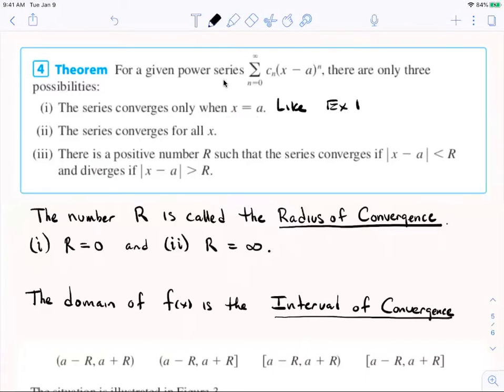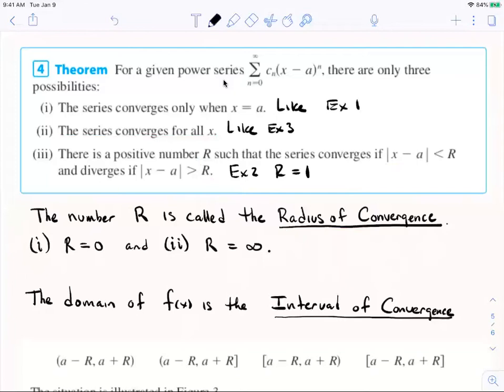Our series converged only at the center. A second possibility is that the series just converges for every single x. That was like example 3 above. Or there's some positive number R. That number R is called the radius of convergence of the power series, or just ROC, if you want to abbreviate it. There's some positive number R such that the series will converge if the absolute value of x minus a is less than R, and it diverges if it's bigger than that. You find that R with the ratio test. And in example 2, the radius was 1.